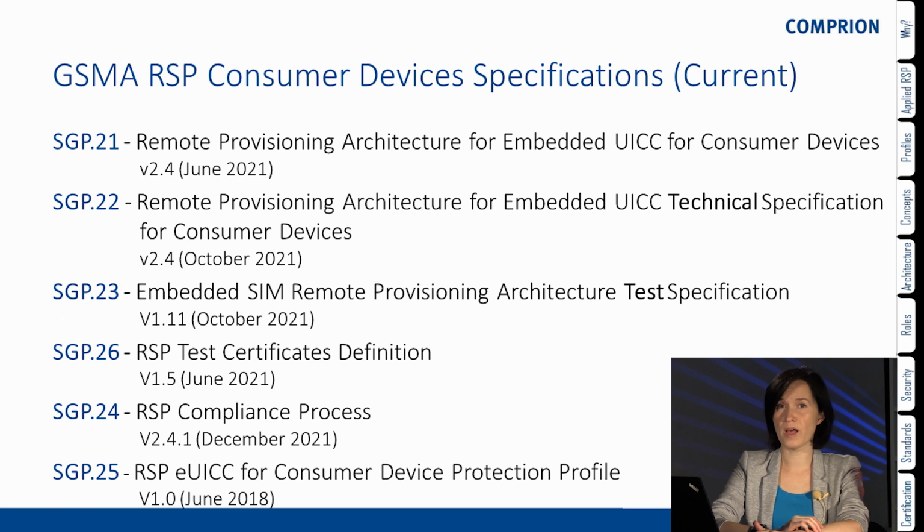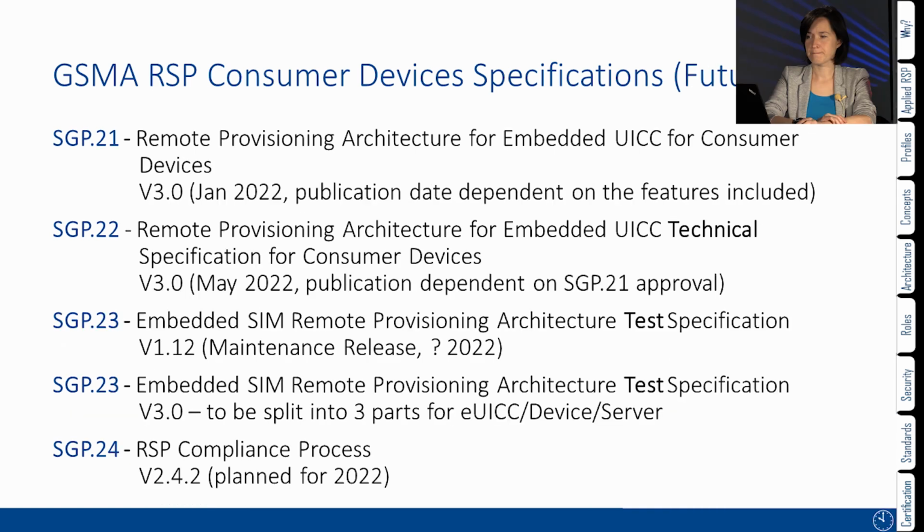SGP24 defines the compliance process. Again, here you can find all of the requirements or the process details on how to verify your product for compliancy to the existing consumer device specifications. Last but not least, we have the RSP eUICC for consumer device protection profile defined. This is the SGP25. So you can see the current versions on the screen. Let's go to the planned versions.